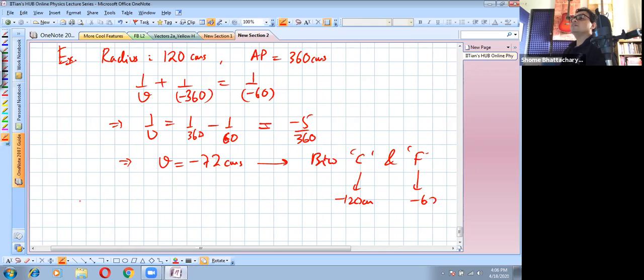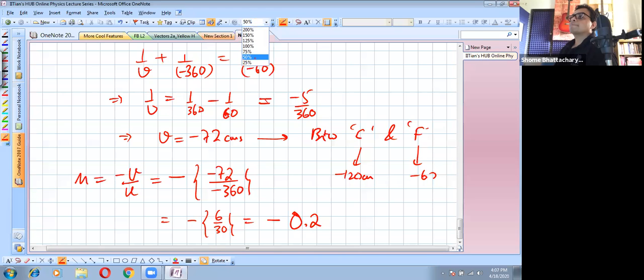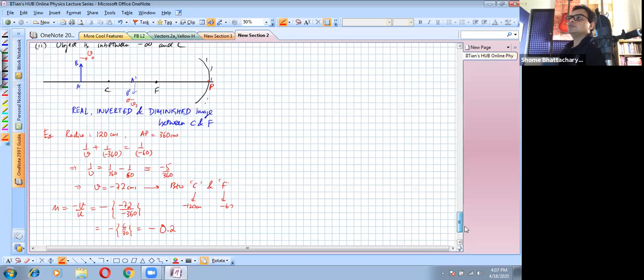And you can see that the magnification factor, which is minus v by u, is minus of minus 72 divided by minus 360. So that's how much? So minus 0.2. Correct. So I'm just going to zoom out a bit so that you can see this.